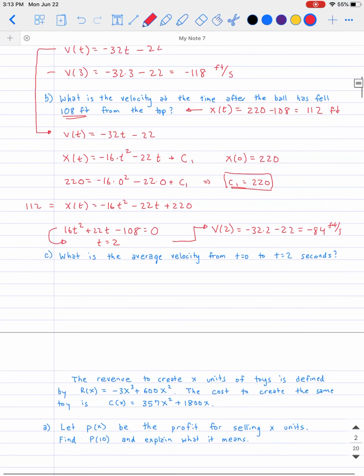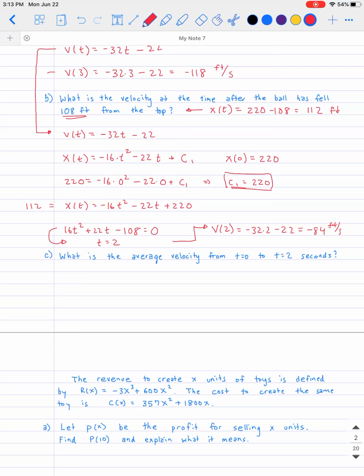Okay, all right, here's the last part, part C. What is the average velocity from t equal to 0 to t equal to 2? There is a difference between part B and part C in terms of what I'm asking for. In part B, I'm asking for the instantaneous velocity, so I need to solve for the derivative at t equal to 2.